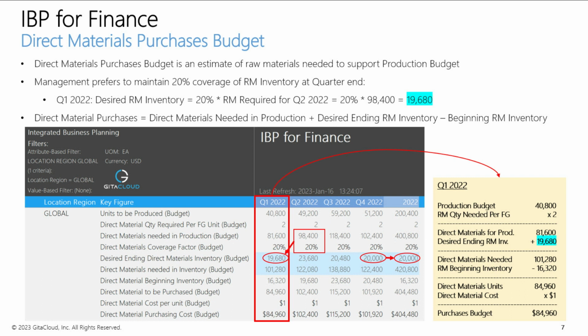This means, we should plan to end Q1 with 20% of the RM requirement for Q2. As we need 98,400 units of raw material in Q2, we should plan to end Q1 with 20% of this number, which comes to 19,680 units. Direct material purchase quantity is then calculated by adding production requirement and desired ending RM inventory, then subtracting beginning RM inventory. Assume a cost of $1 per RM unit from our supplier. This helps us convert the RM purchase unit budget to RM purchasing cost budget.